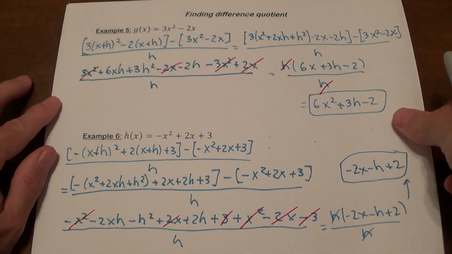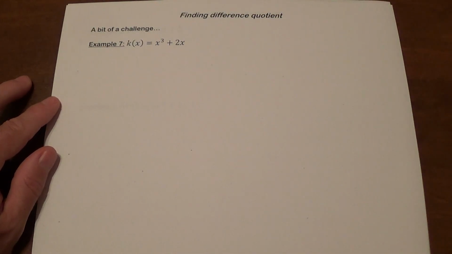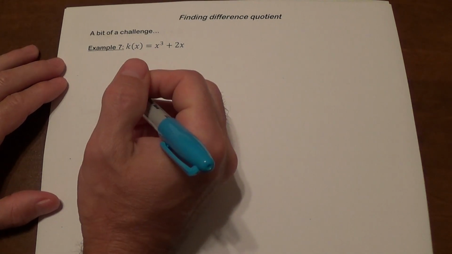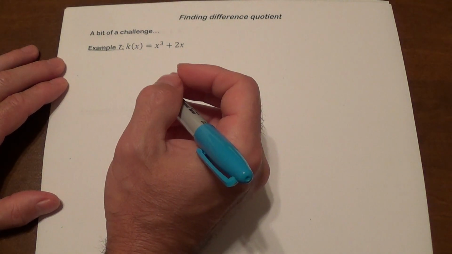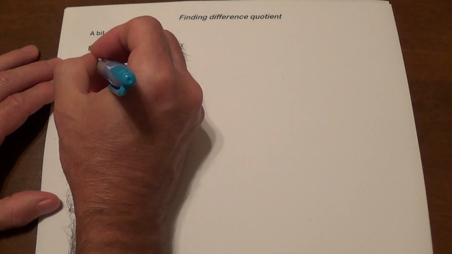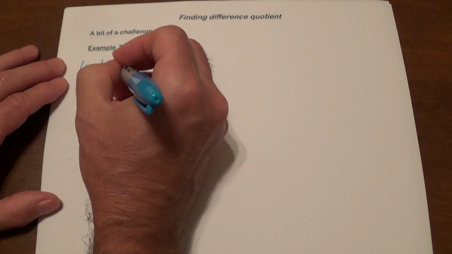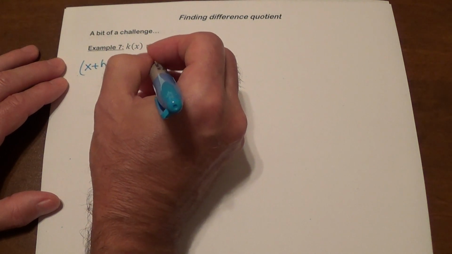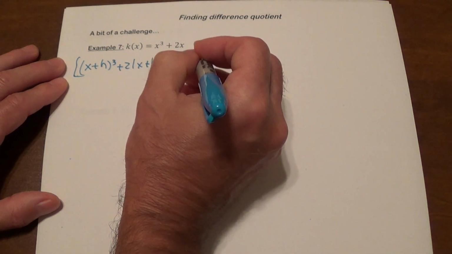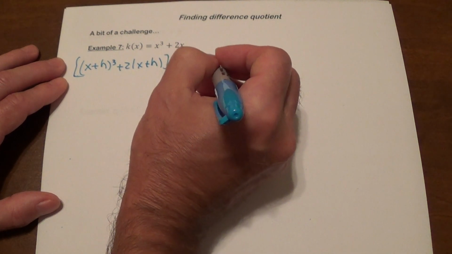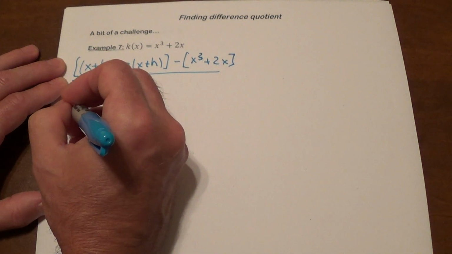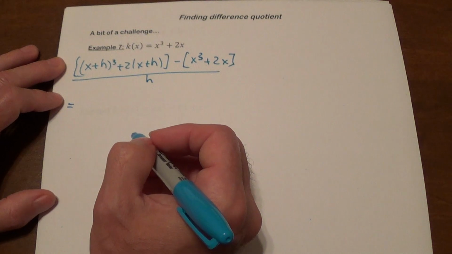There's a bit of a challenge coming up. You don't see it very often, but it's a cubic one, which requires you to know how to expand a binomial with a cube. It's going to be (x plus h) cubed plus 2 times (x plus h) minus (x cubed plus 2x) over h. Okay, cubic expansion is the one that's going to contain 4 terms.